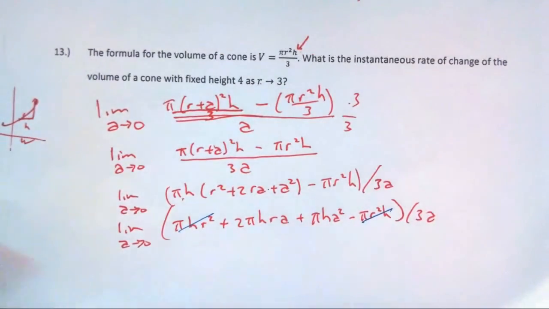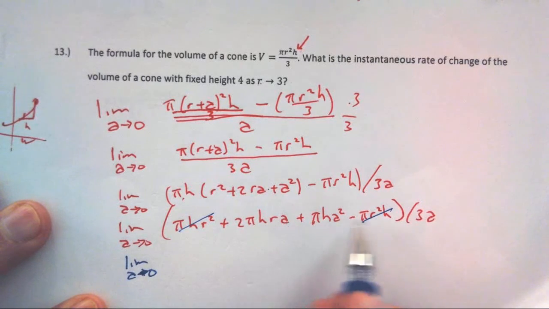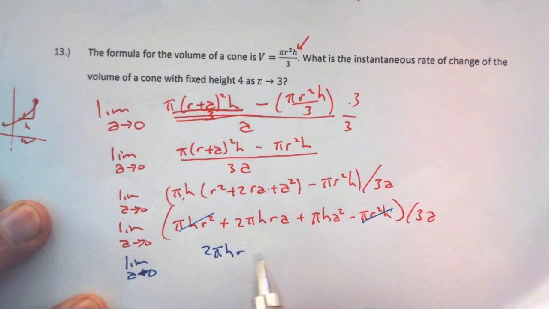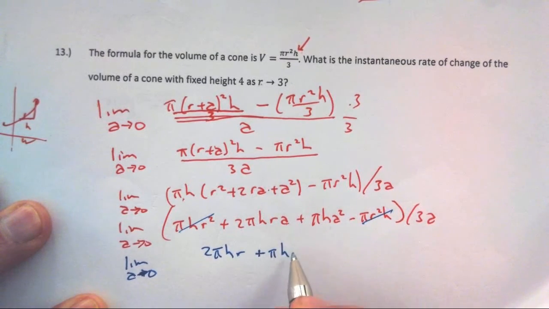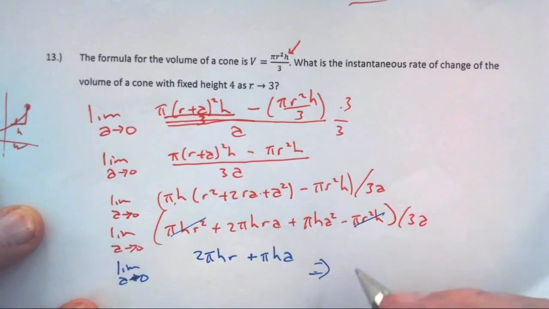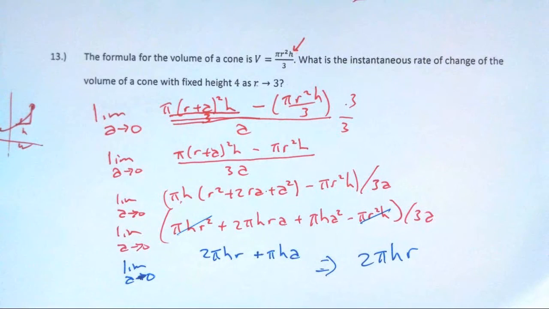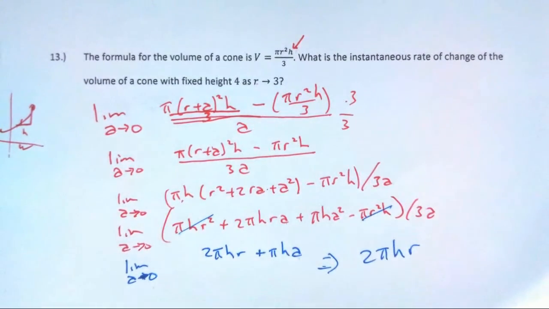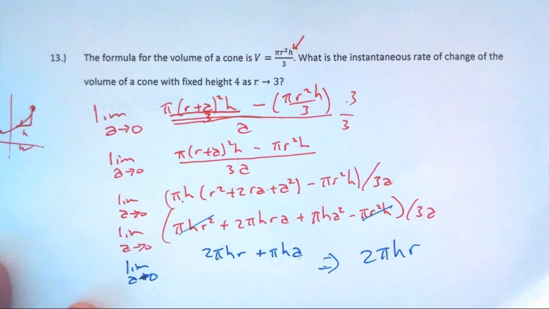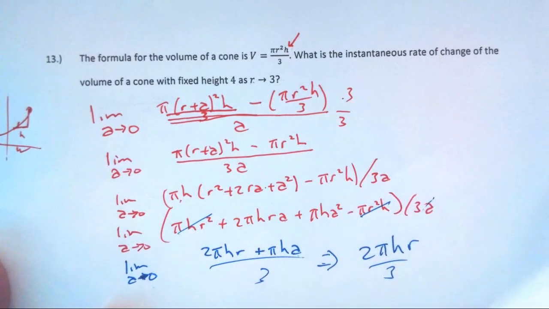Cancel, cancel. Reduce by a. Limit as a approaches 0. Reduce by a, I get 2 pi h r plus pi h a, but I want a to be 0, so when this is 0, I just get 2 pi h r. Cancel the a's, put 0 in for a. This is gone. 2 pi h r. That's my rate of change based on r. Oh, the 3's still there, isn't it? On 3. I put it up top. The a cancels, but the 3's still there.